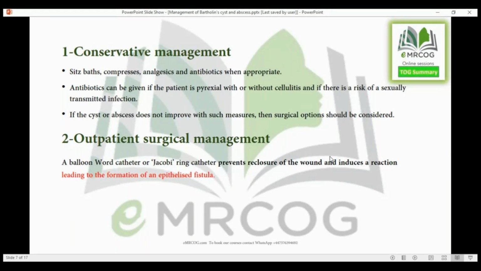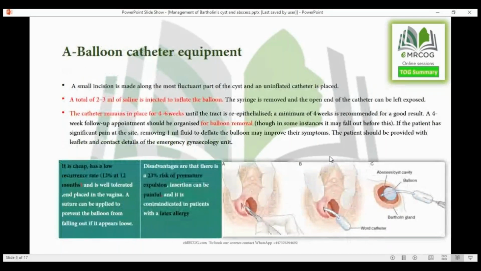If the cyst or the abscess does not improve with such measures, we can offer her, of course, the surgical options. Surgical options can be outpatient or inpatient, as I told you. Now we are going to talk about the outpatient options. Balloon catheter. Balloon catheter is one of the famous ones.